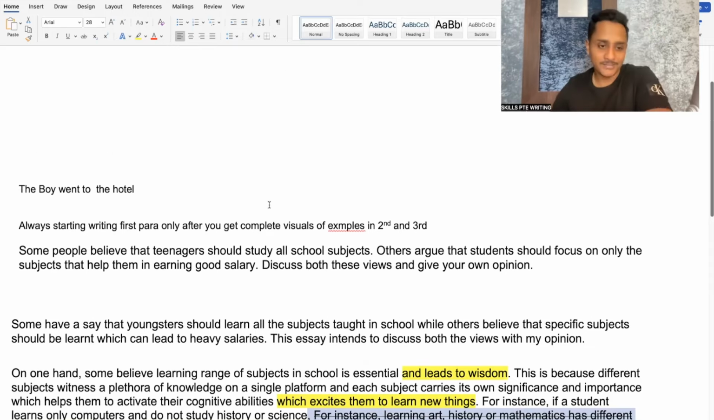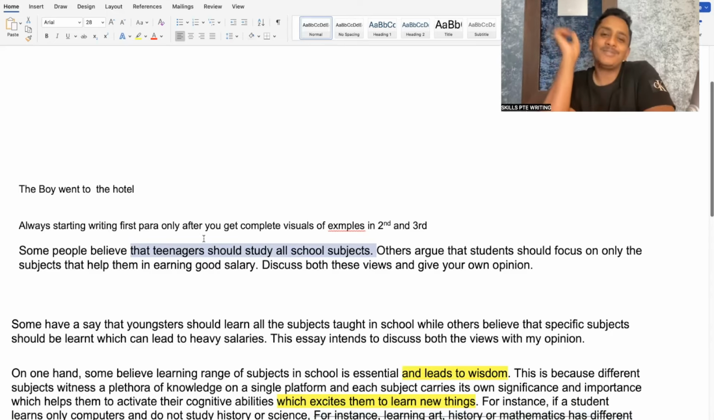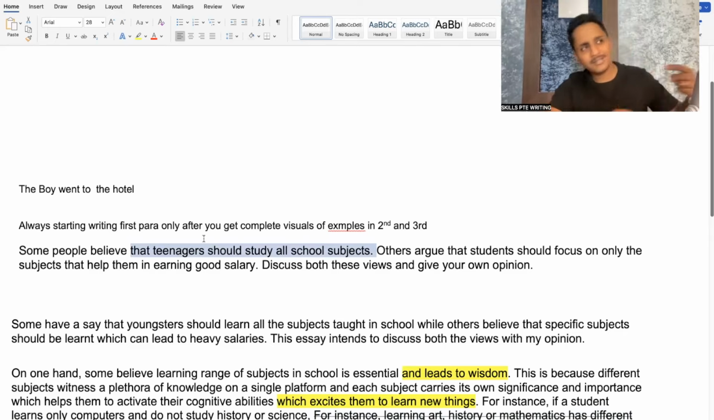The question is, they need to study. Some believe teenagers should study all subjects. But I'll say, if at all they don't study, these are the problems they face, and hence they should study. There are two ways of writing. One way is this way. Other way is this way. Both will take the food inside the body and come out in the morning.